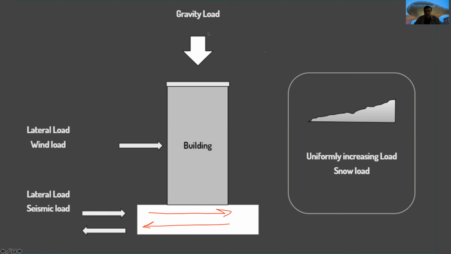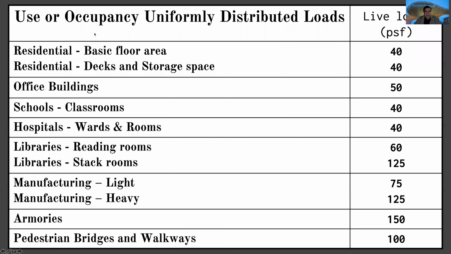Apart from that, we have the gravity loads that are the weight of the material. We have elements such as wind on the top of the material. We have lateral loads, and all these forces will tend to create some kind of destabilization in the building. The idea is that the building needs to be designed in a way that is stable.